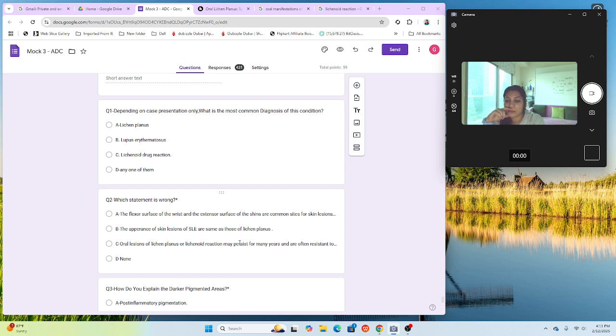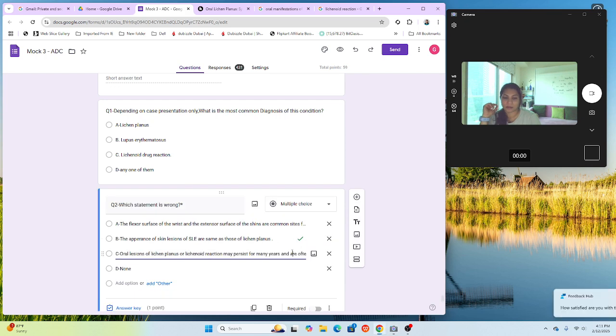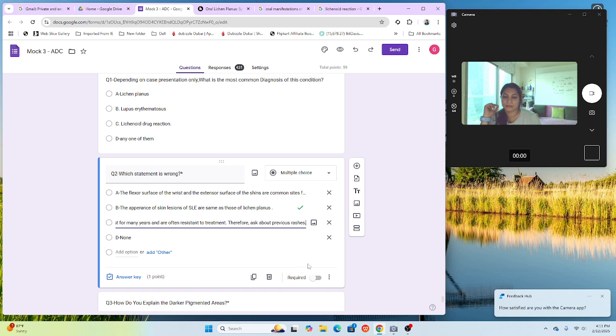Oral lesions of lichen planus or lichenoid reactions may persist for many years and often are resistant to medications. I think I have to just go further. Often resistant to treatment, therefore ask about previous rashes. Great. Okay, now you saw the answer here. I was going to tell you all that. Anyways, so the answer here is the appearance of skin lesions of SLE are the same as that of lichen planus. No, they are not. Systemic lupus has a classic butterfly shaped rash.